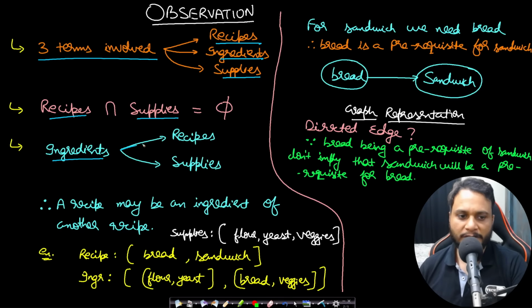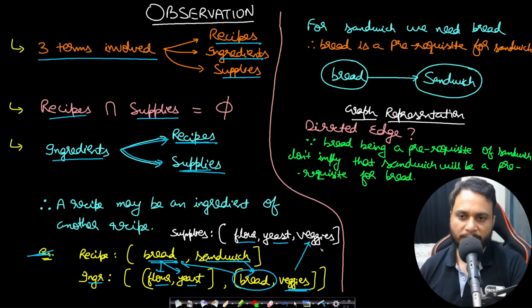And the ingredients can actually have a recipe as a part of the ingredient or supplies as a part of the ingredient. So if you remember the example which I had shown you, if the bread is requiring flour and yeast, which is present in the supplies section, that is fine, but the sandwich may require bread, which is actually a recipe. So the ingredients can point to recipes and supplies, whereas the veggies required here is actually a part of supplies, right? So an ingredient may fully depend on a recipe or fully depend on supplies, or maybe a combination of both of them.